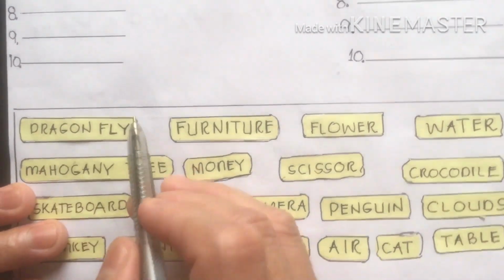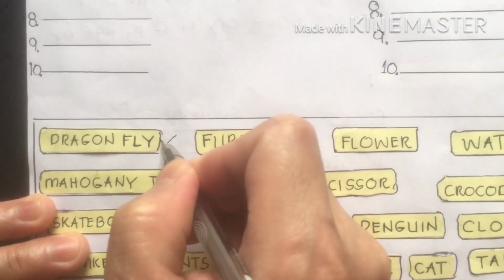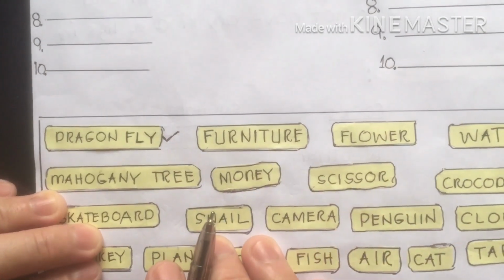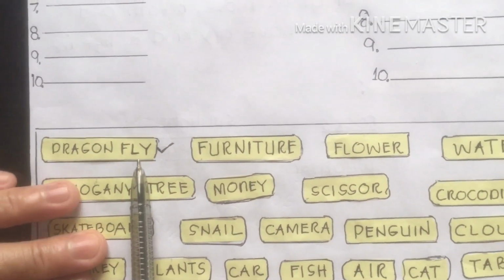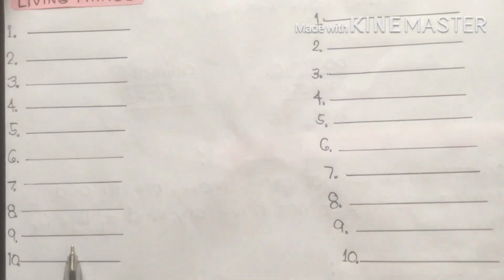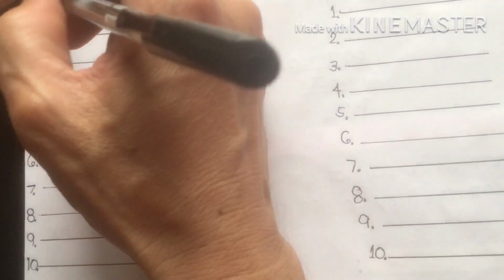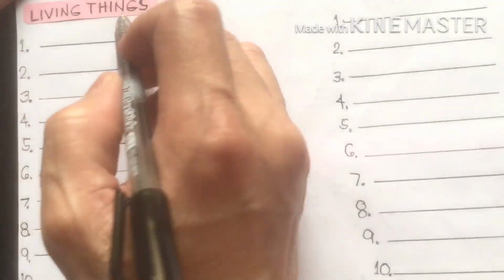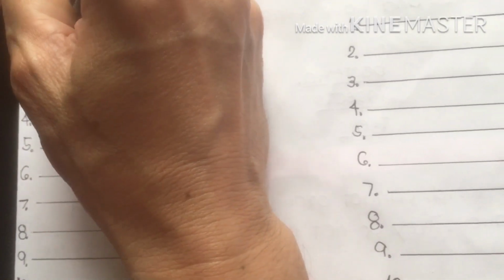First, dragonfly. I'm going to put a check here. That means this is the first one I mentioned. Dragonfly. Is it non-living things or living things? So we're going to write the word dragonfly. Okay, here we go. Dragonfly. I'm going to write here: living things.